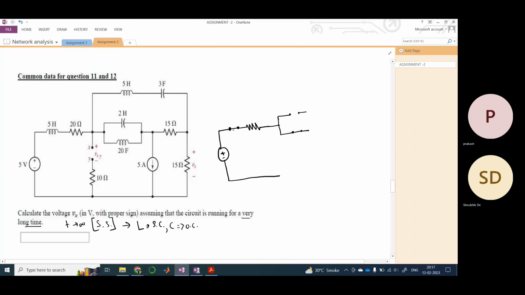Yeah, the units are wrong here in the question. So this would be 2 farad and this would be 20 Henry. The printing mistake probably. Okay. And this current source would be there. It won't get affected. Now in this path, what is happening? This is a short circuit since this is an inductor, and this would be an open circuit.